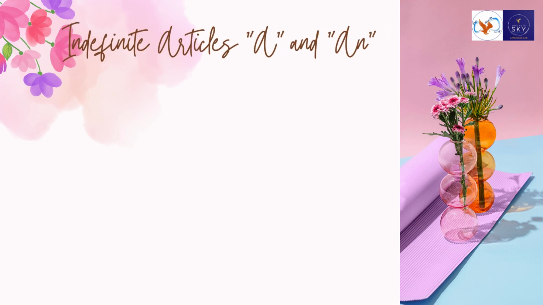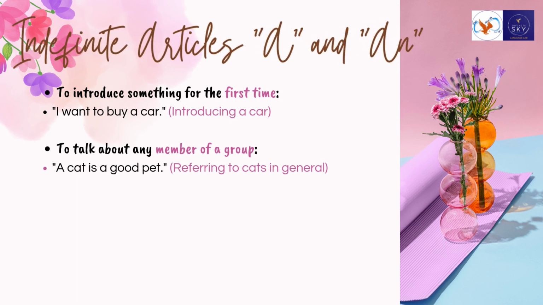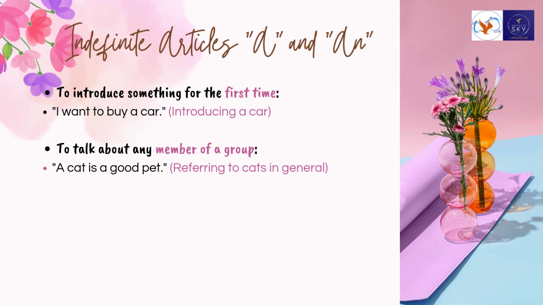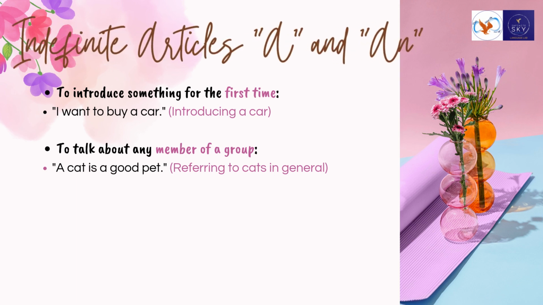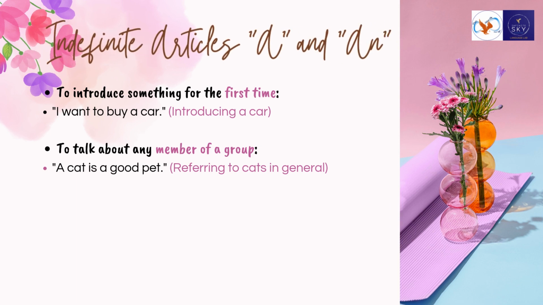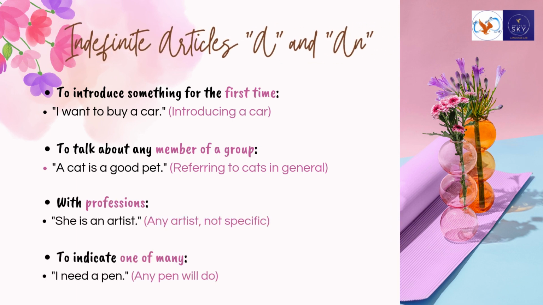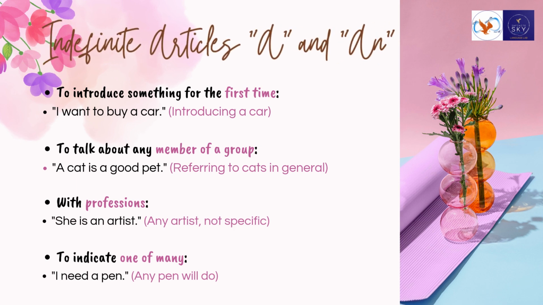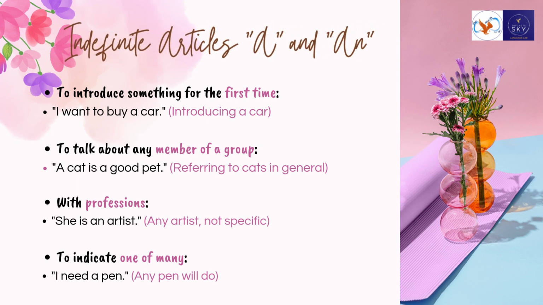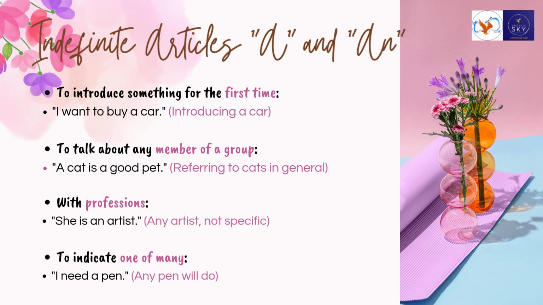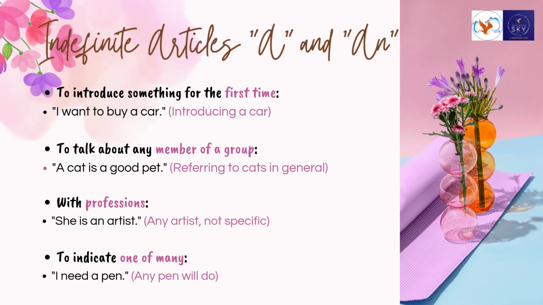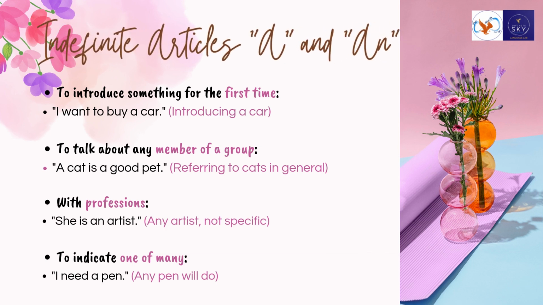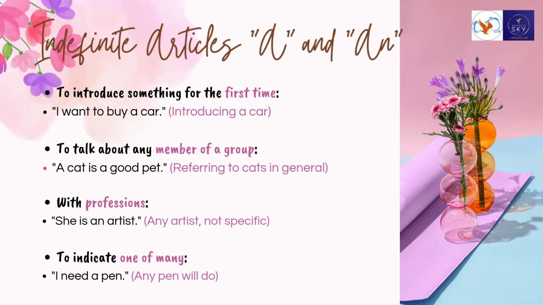A and an. We use these when talking about something which is introduced for the first time. Secondly, to talk about any group. Then professions, and finally to indicate one of many. Observe these examples carefully for the better understanding. Use a before words that start with a consonant sound like a car, and an before words that start with a vowel sound like an artist.